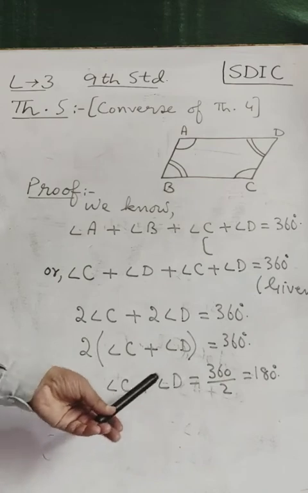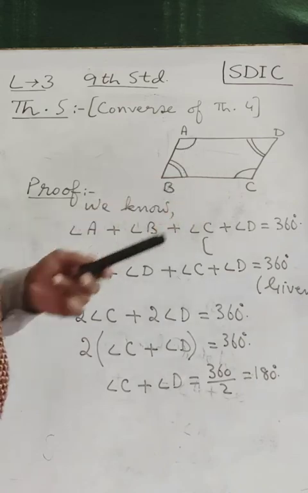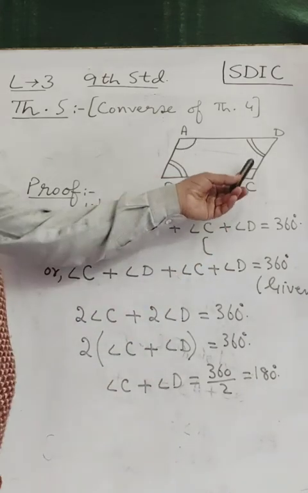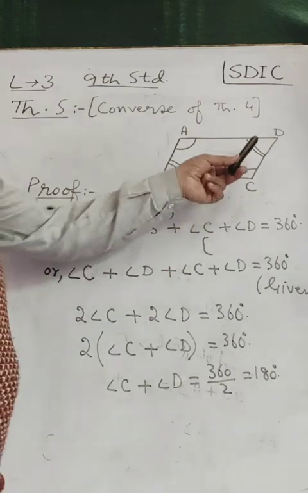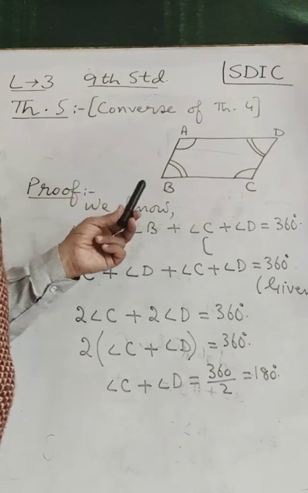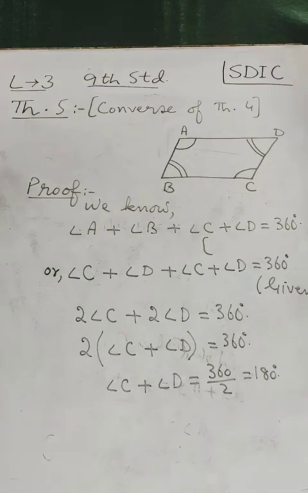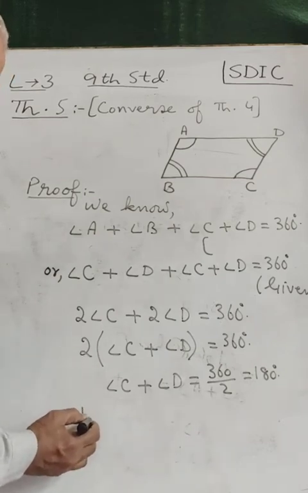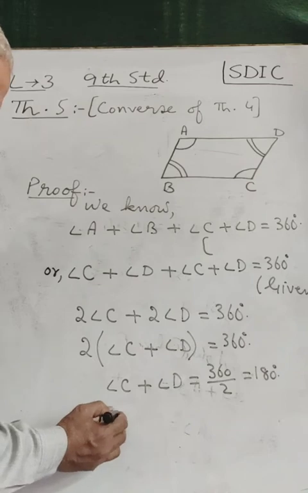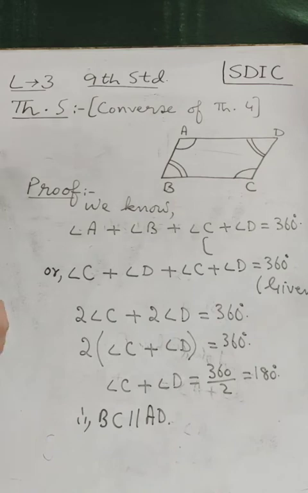We proved angle C plus angle D therefore is equal to 180, and when we look at the diagram, we find the relation between angle C and angle D. These are co-interior angles. According to the theorem done in the lines and angles chapter, when co-interior angles are supplementary, lines are parallel. So, this is a pair of co-interior angles. Therefore, BC is parallel to AD.